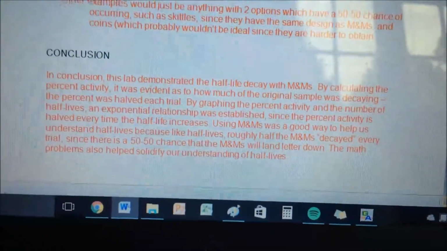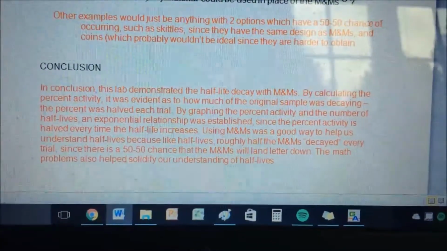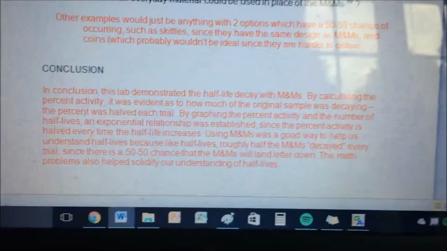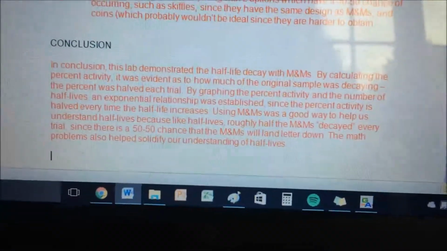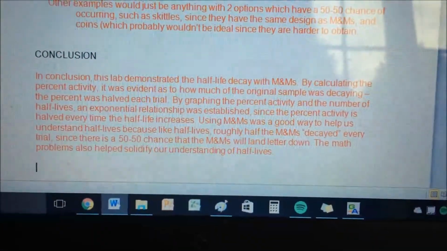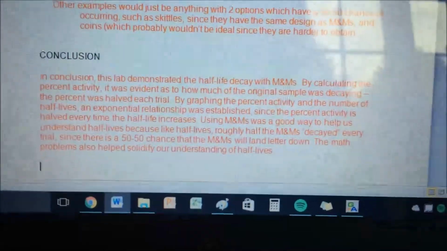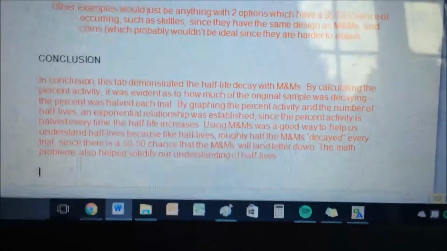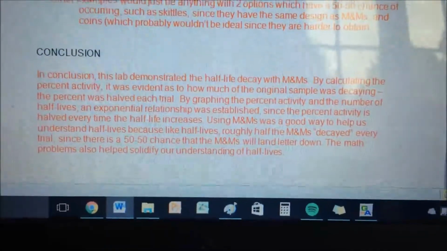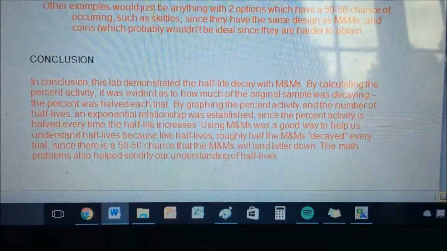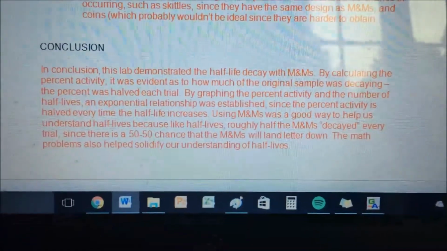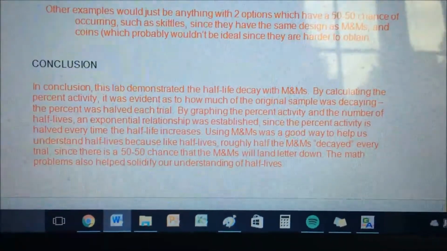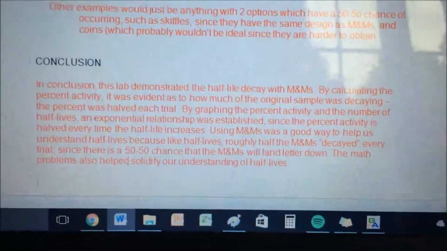And in conclusion, this lab demonstrated half-life decay with M&Ms instead of radioisotopes. By calculating percent activity, it was evident as to how much of the original sample was decaying, and the percent was halved each trial. By graphing the percent activity versus the number of half-lives, the exponential relationship was established, since percent activity is halved each time as the half-life increases.